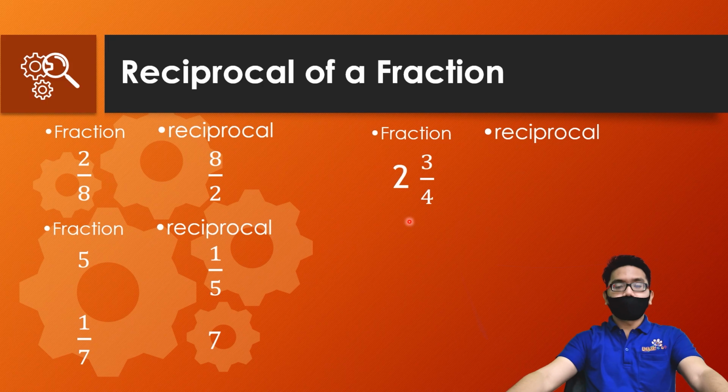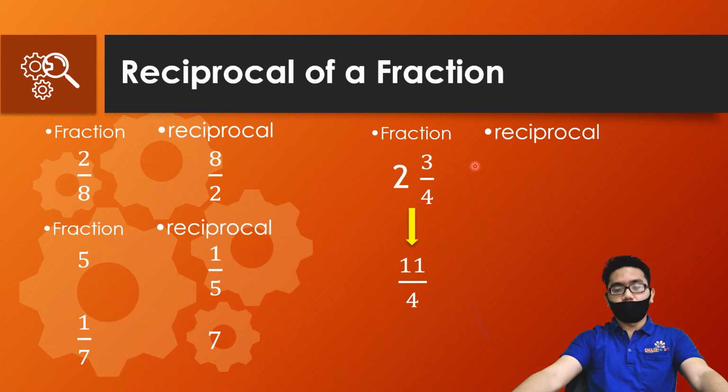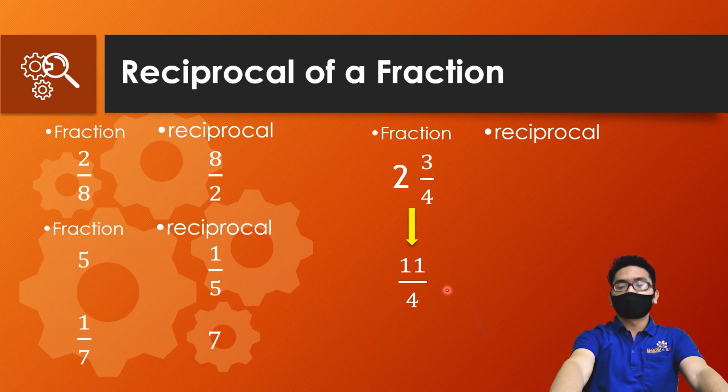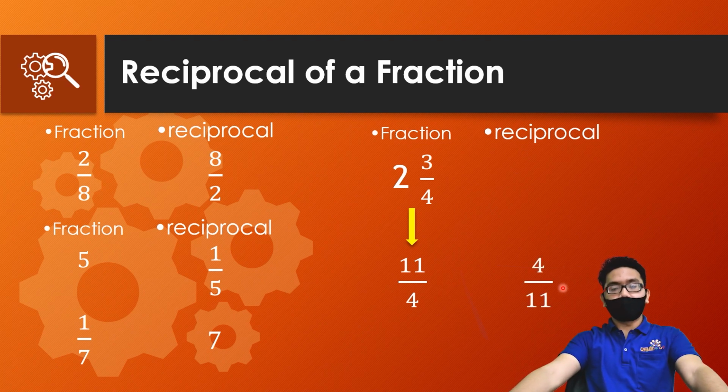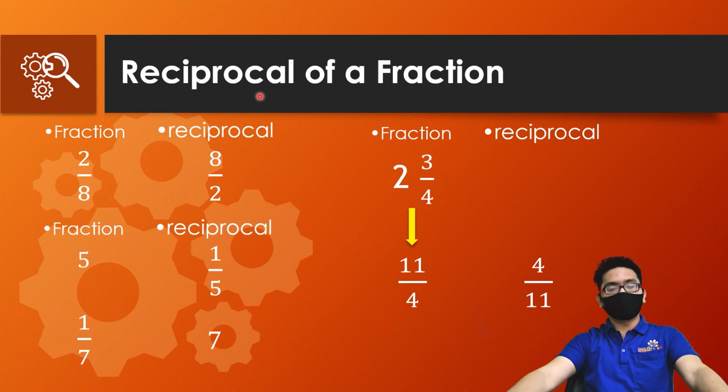What if we have 2 and 3/4? This is a mixed number, so first we change it to an improper fraction. 4 times 2 equals 8, plus 3 equals 11. So that becomes 11 over 4. Now we can find the reciprocal, which is 4 over 11. Again, when we say reciprocal, you just flip the numerator and denominator.